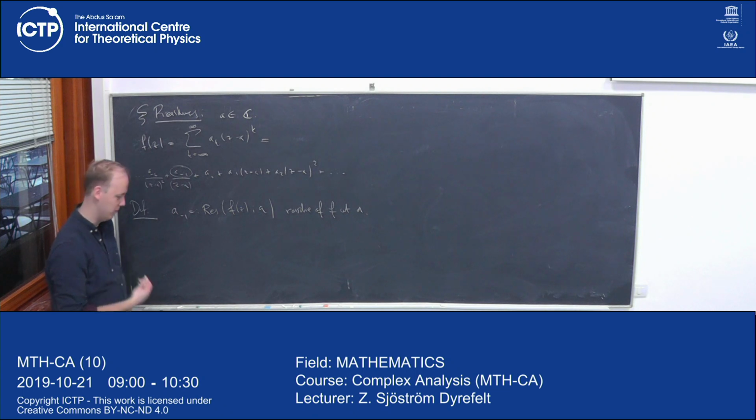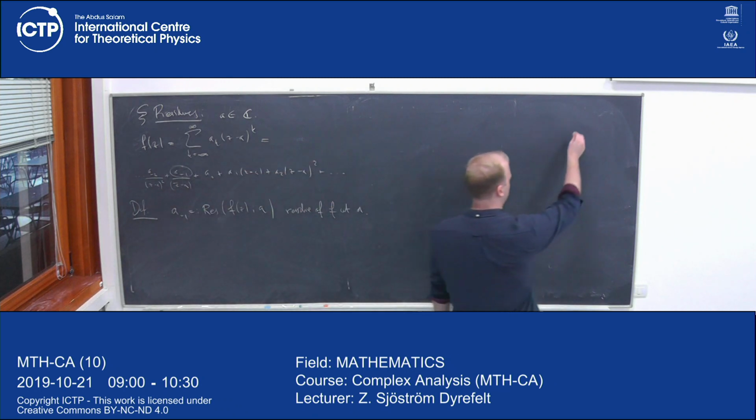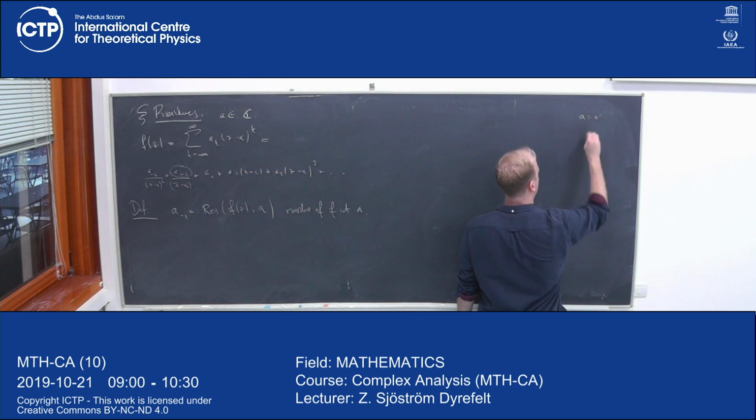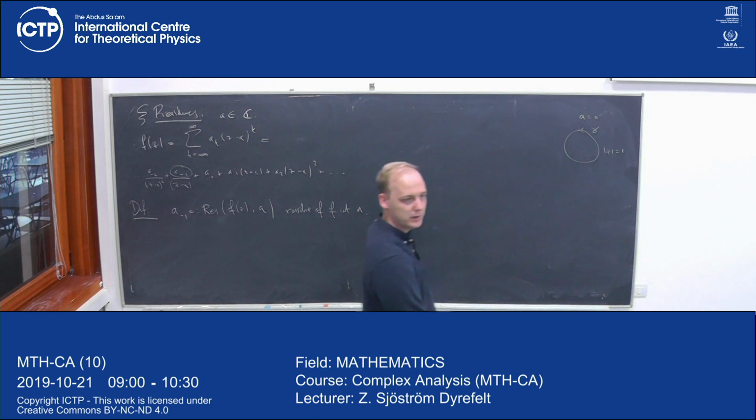So 1 over z. Okay, and so I will continue right here. Why is it special? But let's just see. So if I take, let's say, a circle. So let's say I take a equal 0, maybe. And then I take this to be the circle gamma, which we said to be the unit circle or something.